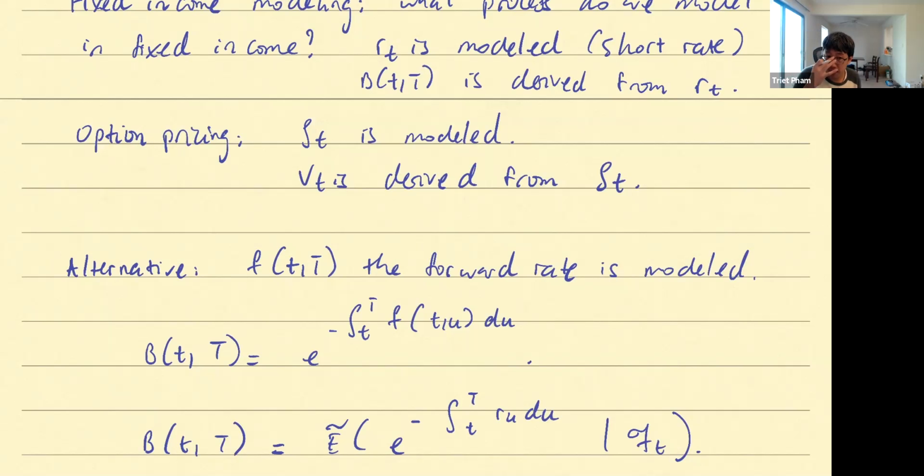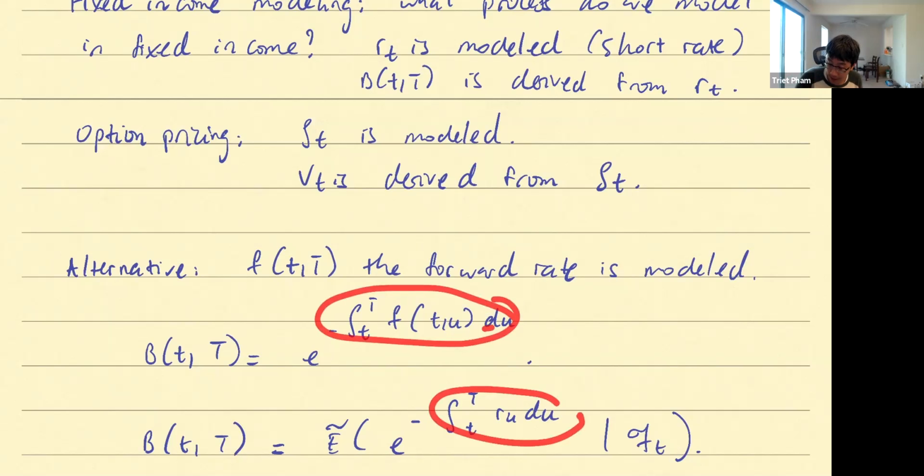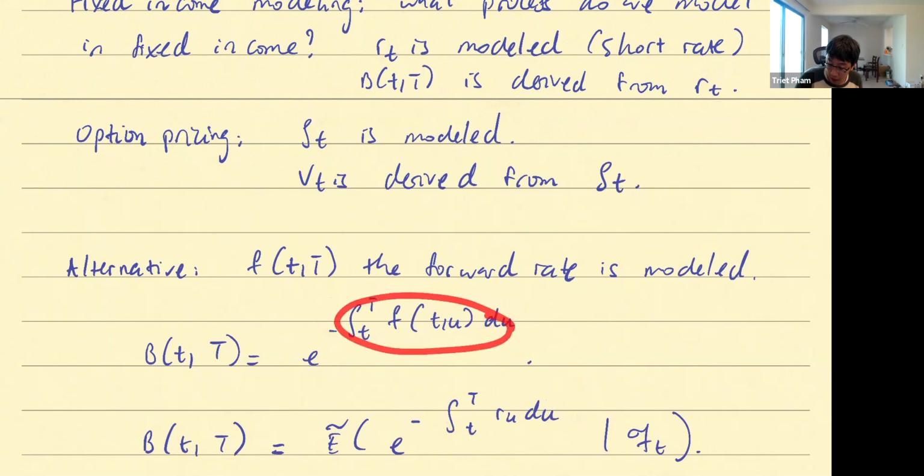And by the way, what I'm trying to say is, you can model this or you can model this. If you model this, then you just get the bond like this. So you can also model the forward rate, and then derive the bond price like this. Or you model the short rate and you derive the bond price like this. What's the difference?